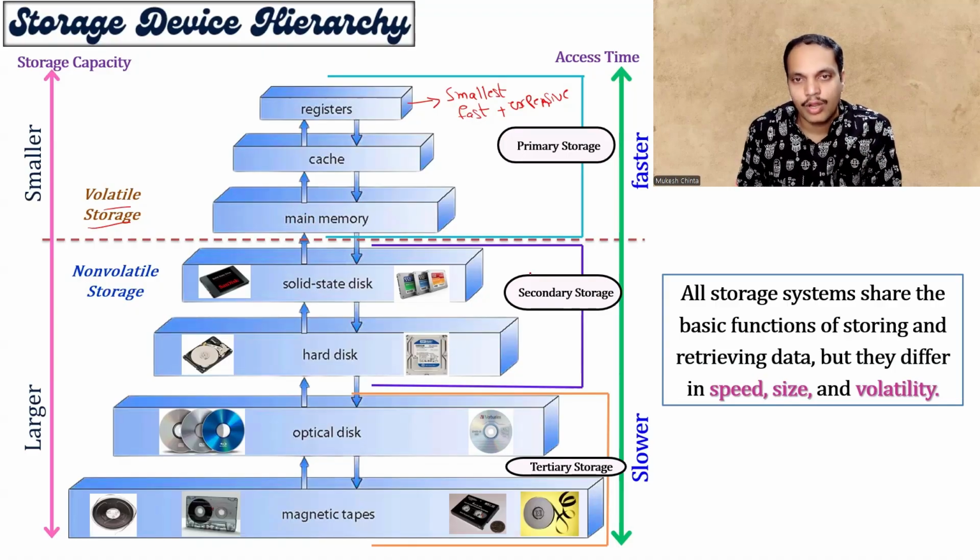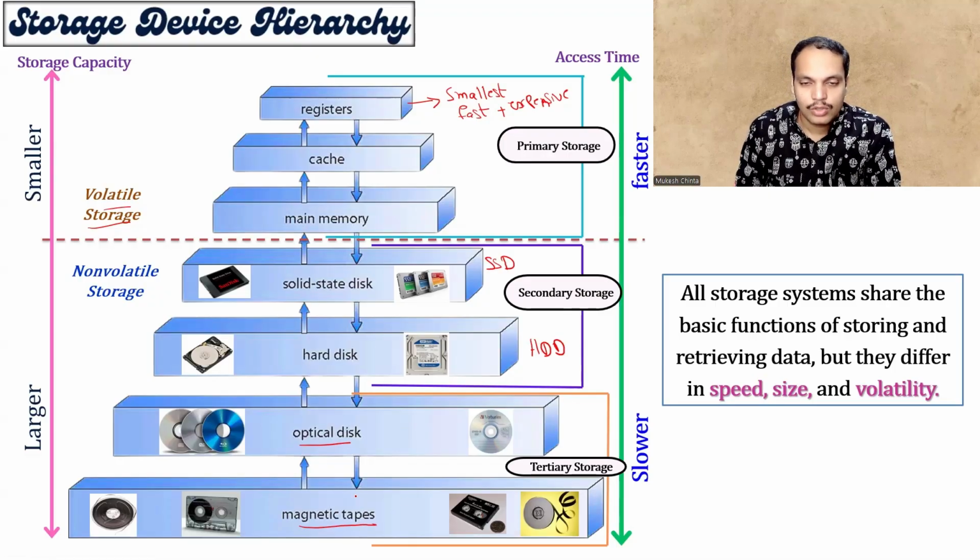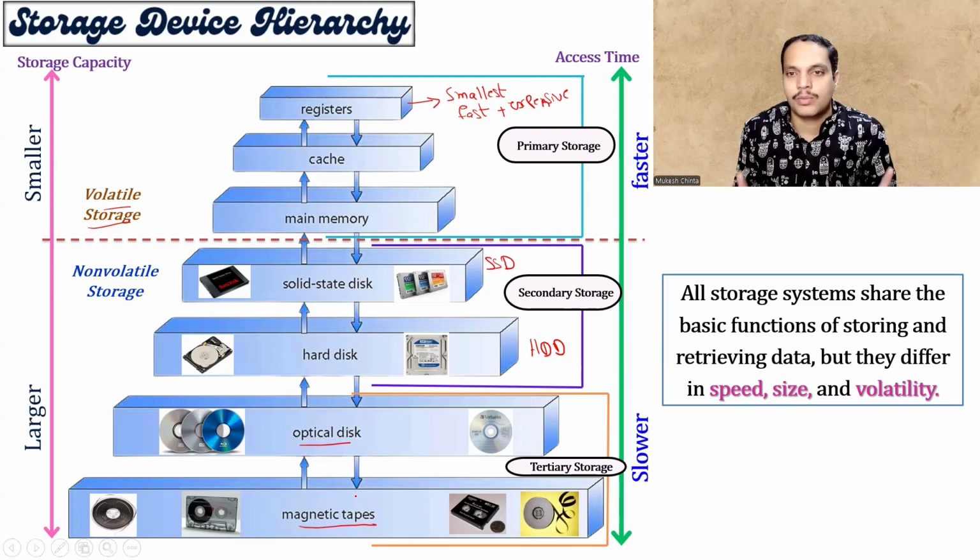And if we move on, we come to the secondary storage area, where the most commonly used secondary storage are SSDs, which is your solid state disk, and HDD, which is your hard disk. These both are non-volatile and commonly used as secondary storage in your computers. And then if we move to tertiary storage, we get optical disks, which are your CDs, DVDs, Blu-rays, etc. And finally, we also have magnetic tapes as well. So these can contain large amounts of data.